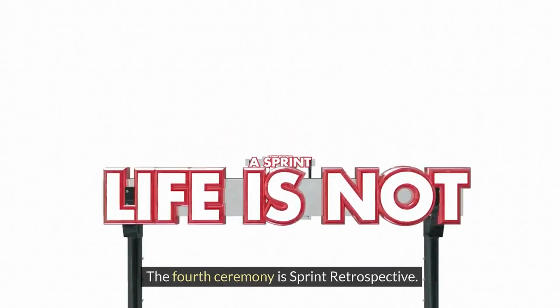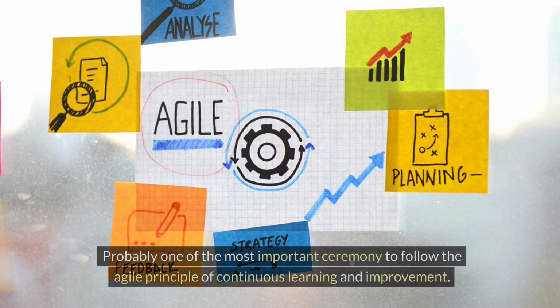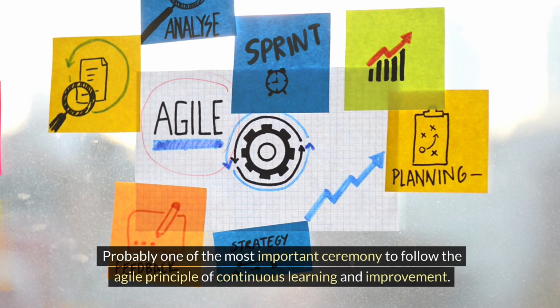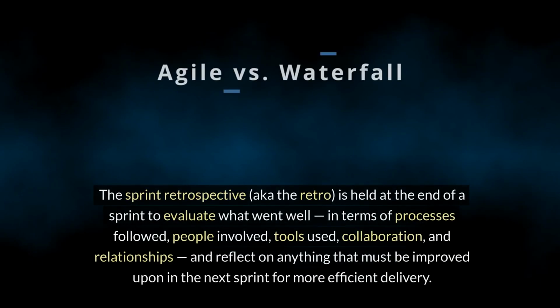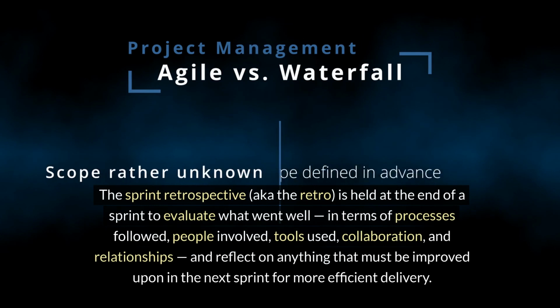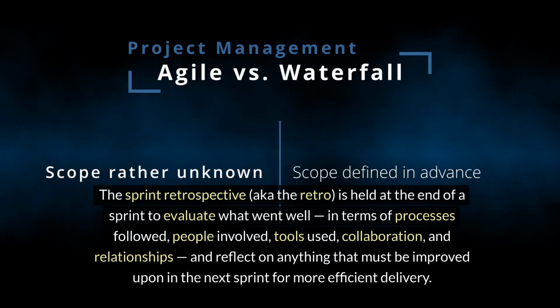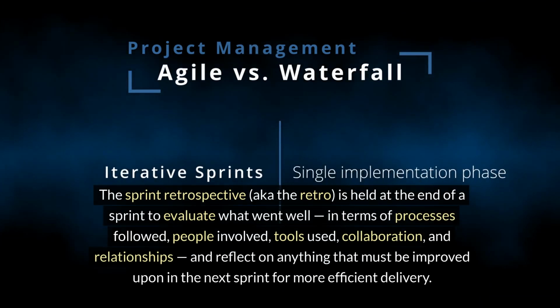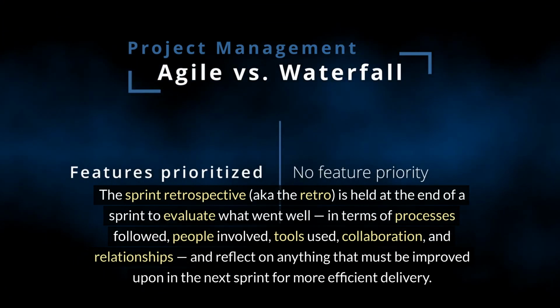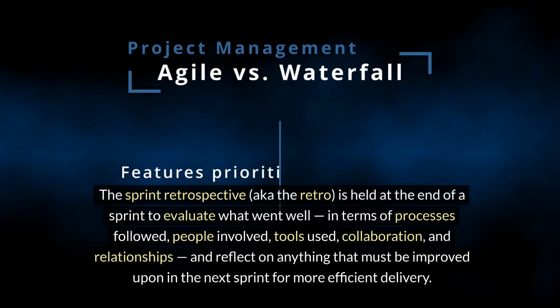The fourth ceremony is Sprint Retrospective. Probably one of the most important ceremonies to follow the agile principle of continuous learning and improvement. The Sprint Retrospective, aka the Retro, is held at the end of a sprint to evaluate what went well, in terms of processes followed, people involved, tools used, collaboration, and relationships, and reflect on anything that must be improved upon in the next sprint for more efficient delivery.